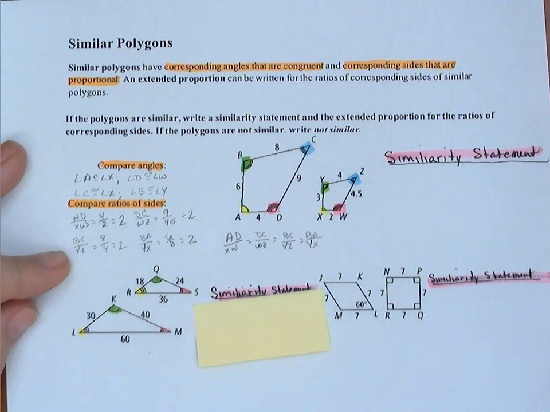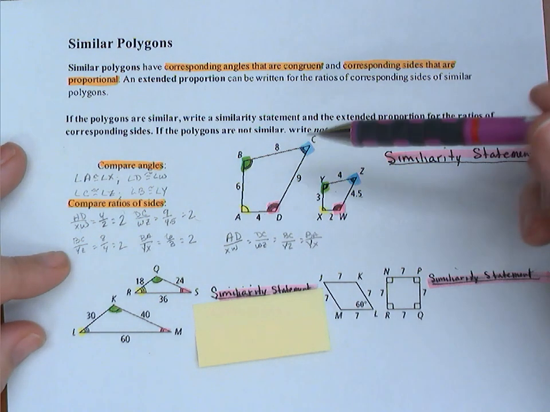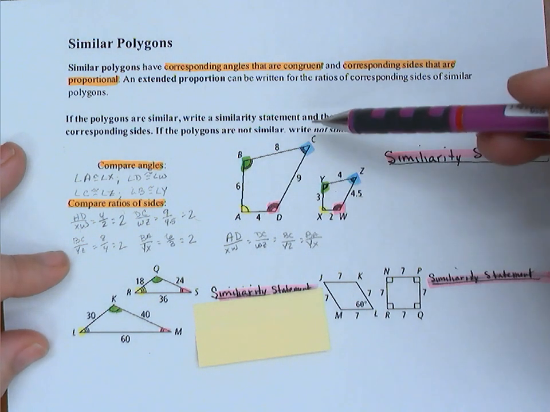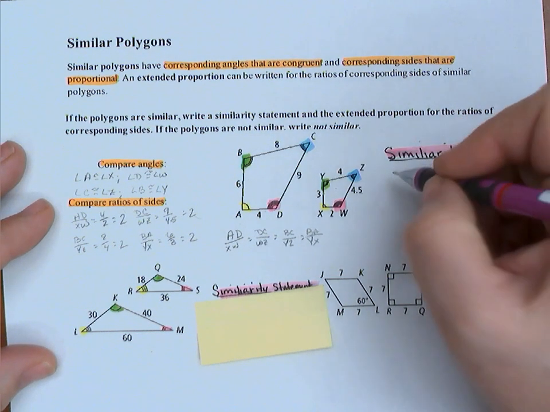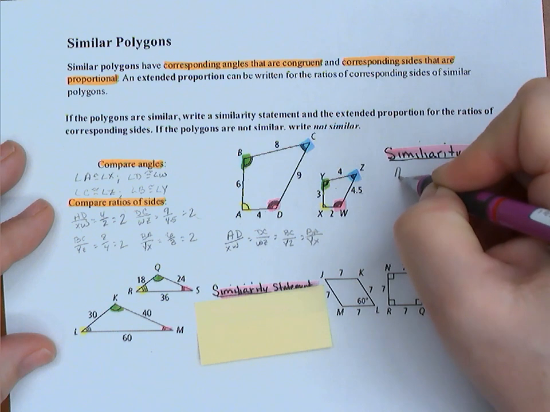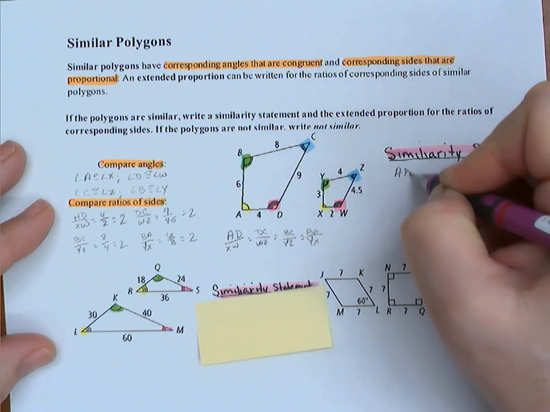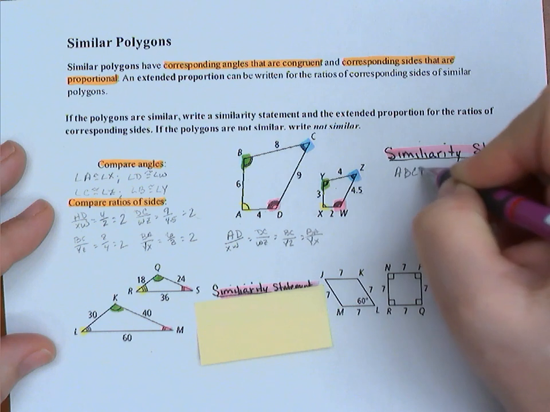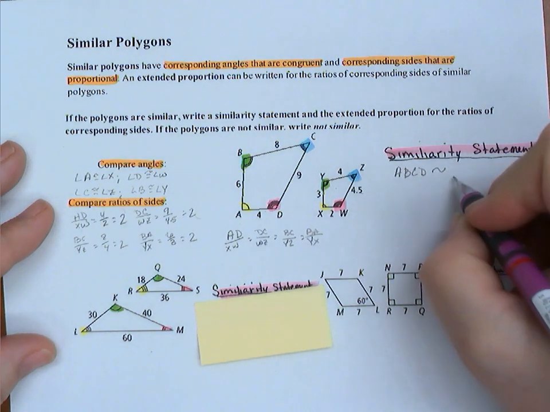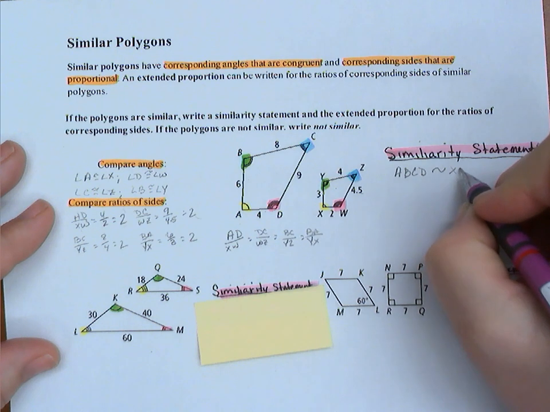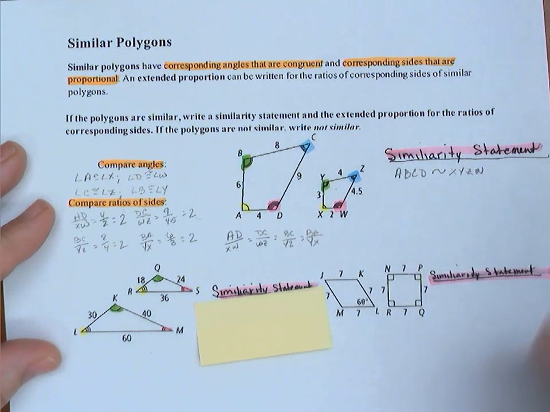Okay? So the similarity statement then comes from all of the stuff that I just did. Just like I did with congruent shapes, I have to line up the corresponding pieces. So quadrilateral ABCD is similar, that's what that symbol right there means, to quadrilateral XYZW. There's my similarity statement.